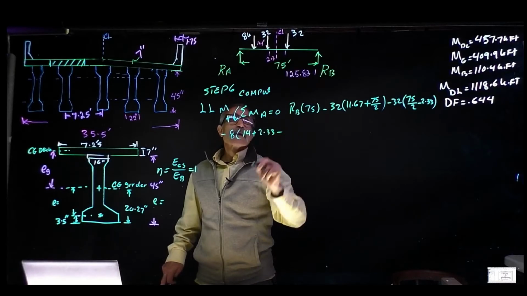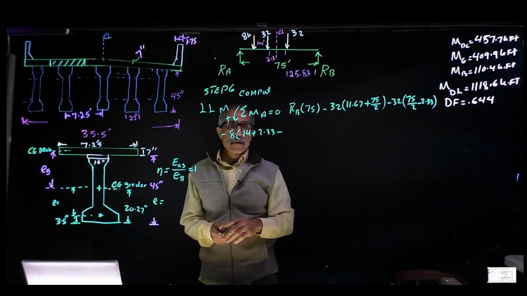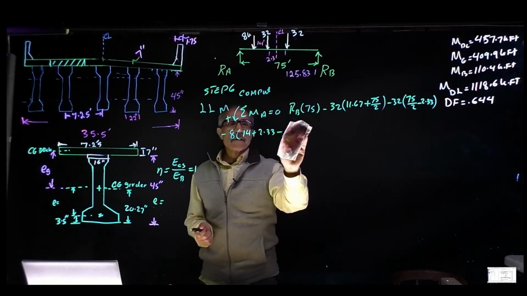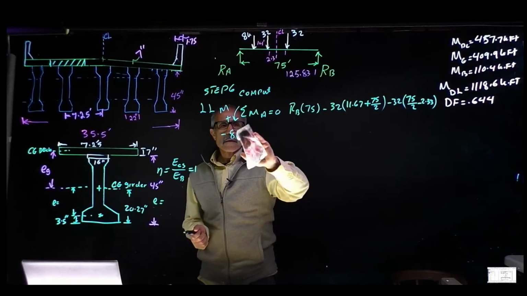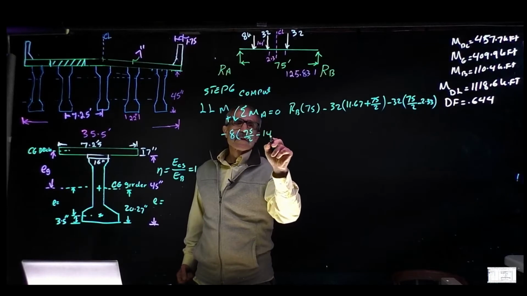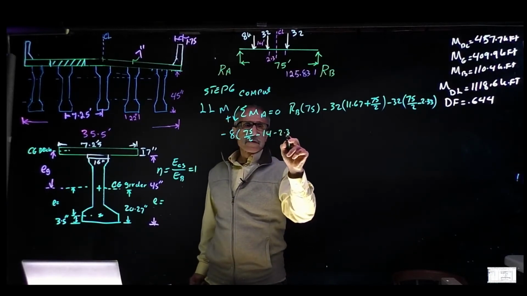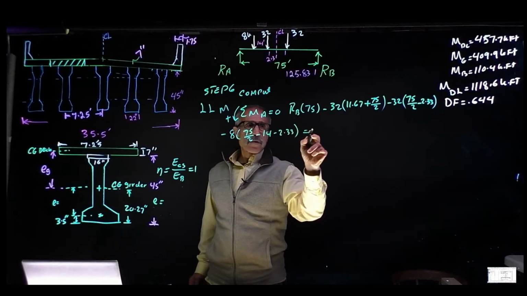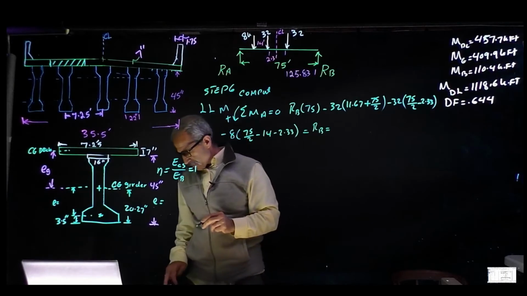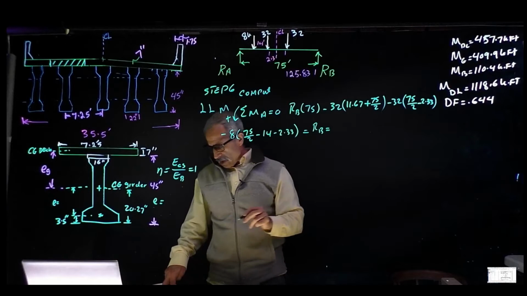Minus, I got that backward. So I've got to say 75 divided by 2 minus 14 minus 2.33. And the whole thing we're going to find out, the RB comes out to 38.24 kips.